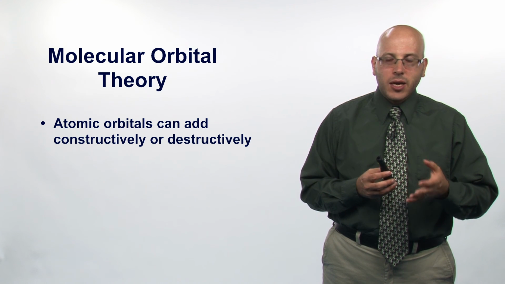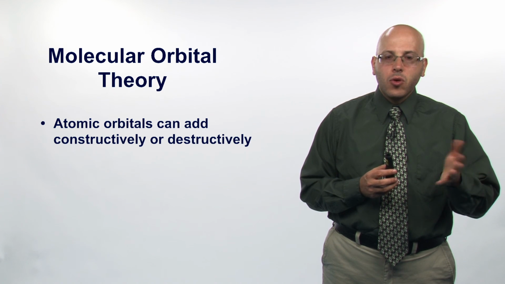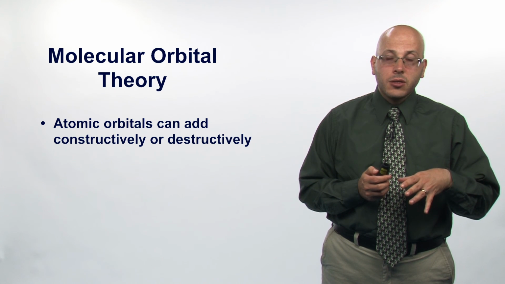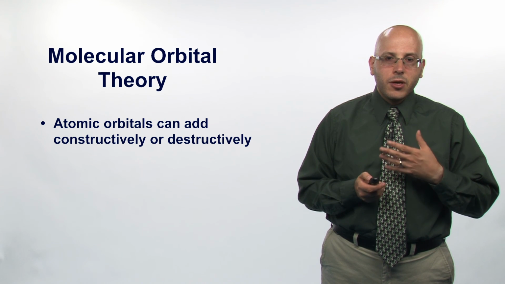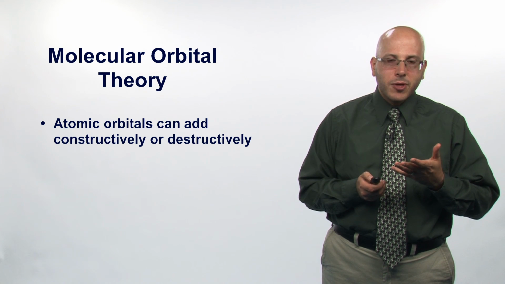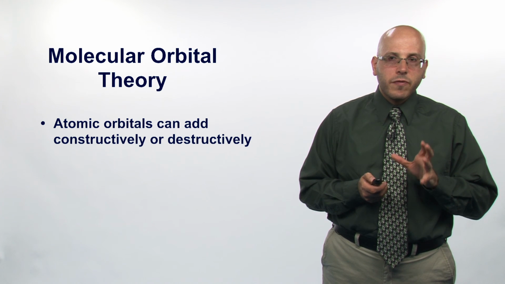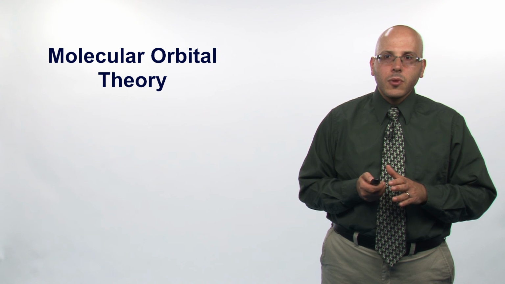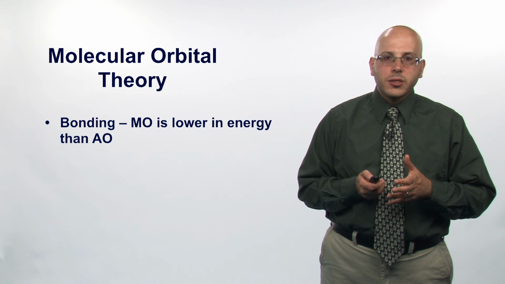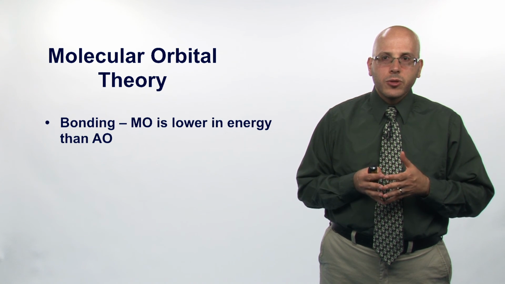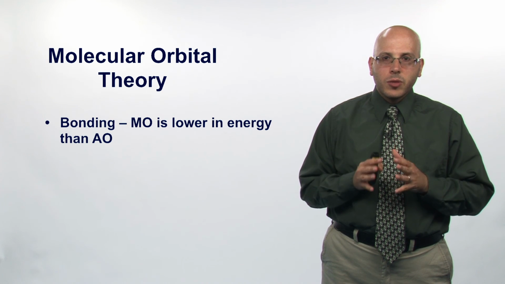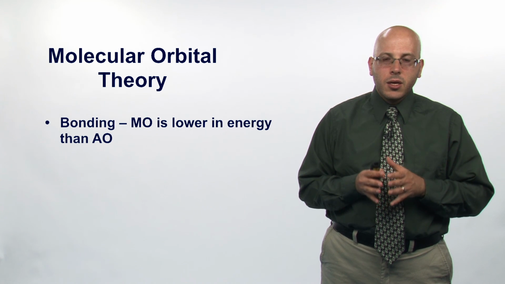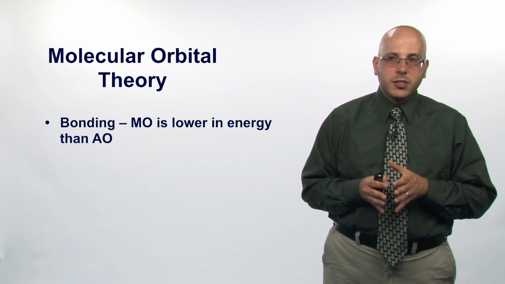And so we can add these atomic orbitals constructively or destructively, just like we added them to make hybrid orbitals. But because MO theory is a little bit more complicated, we're going to use this pretty much just for diatomic molecules. So when we create these molecular orbitals, there's a couple of rules that we have to follow. One is that the total number of orbitals has to stay the same. Second one is that the total energy has to stay the same.